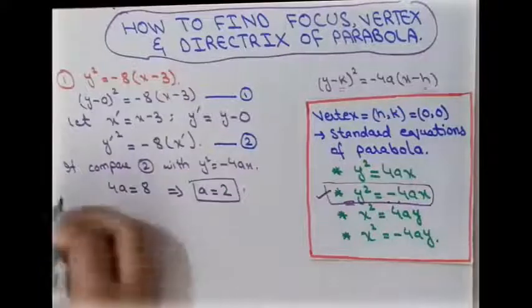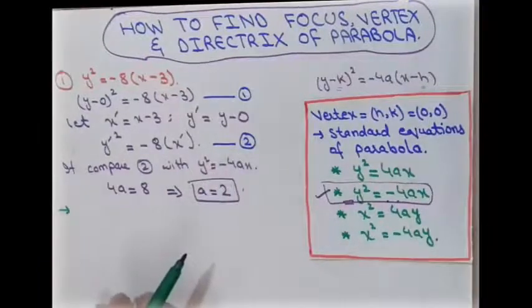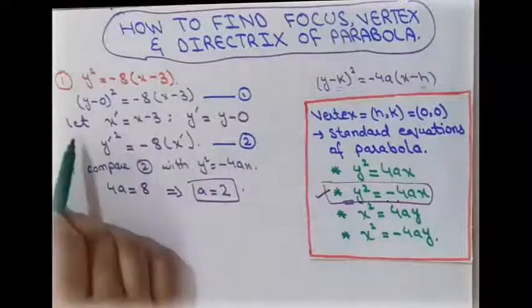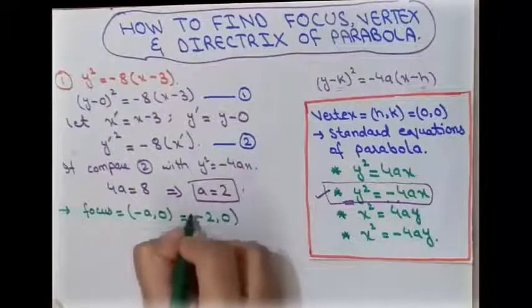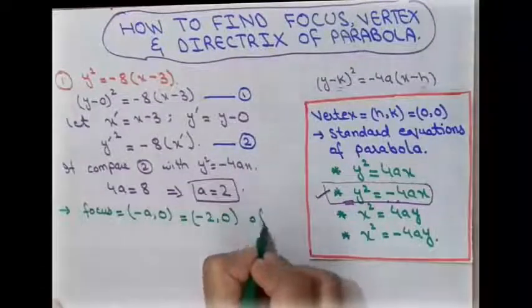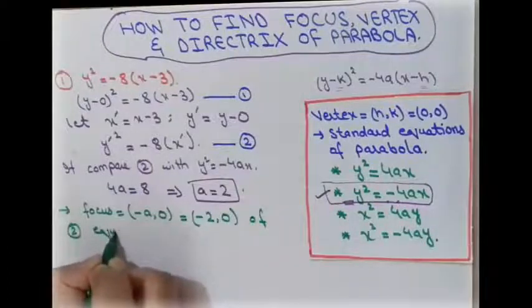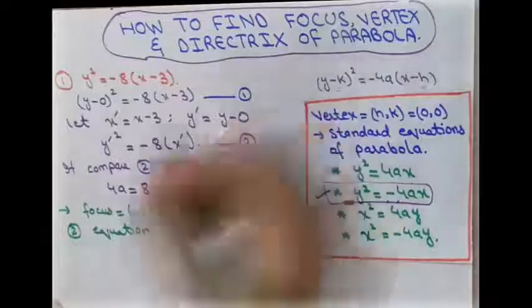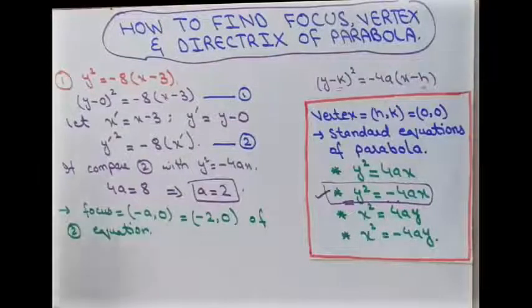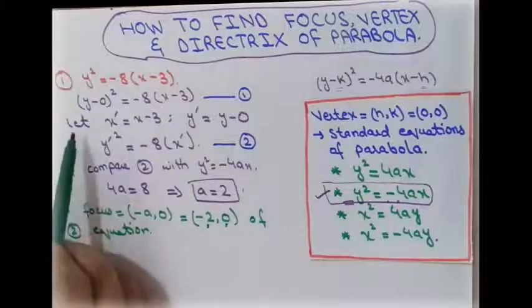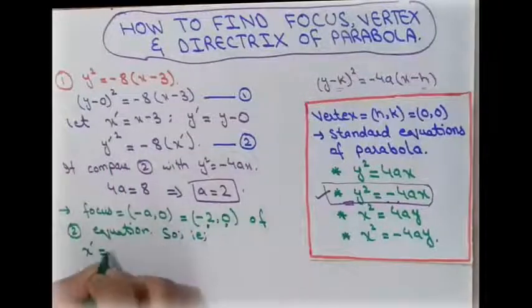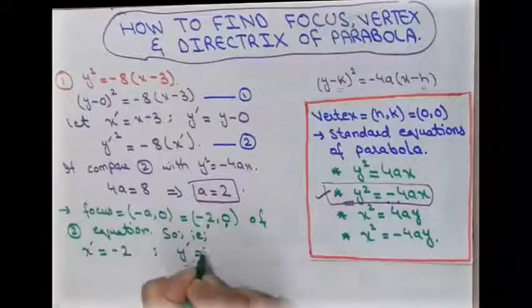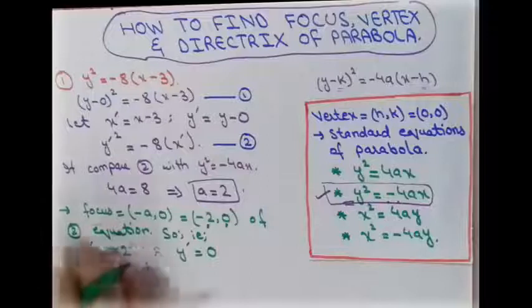If I find the focus of this second equation, because I deal with the second equation, the focus in that case is minus a, 0, which is minus 2, 0. This is the focus of the second equation, but my aim is to calculate the focus of the first equation. So in the focus, this is the x dash coordinate and this is the y dash coordinate, and we suppose x dash equals minus 2 and y dash equals 0 in that particular coordinate of the focus.